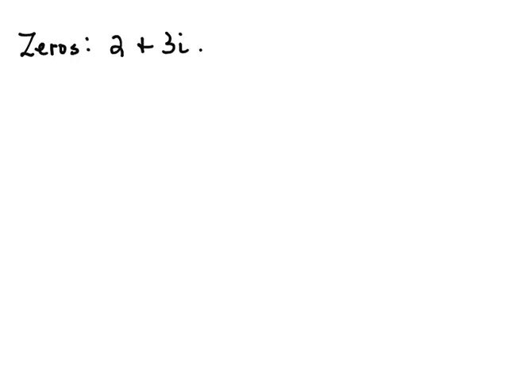We're asked to write a polynomial, and we know that it has a 0 at 2 and a 0 at 3i. So if we apply the complex conjugate theorem, we know that negative 3i must also be a 0. So there's two different methods for how we can write this equation.